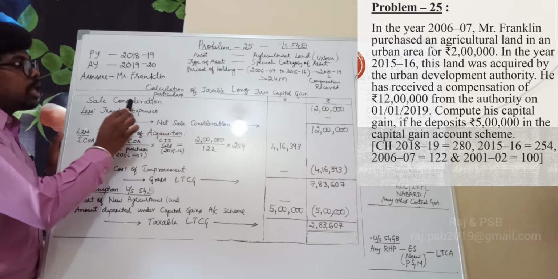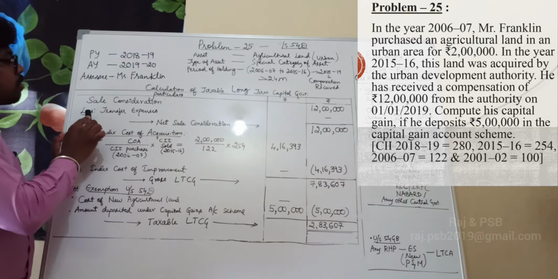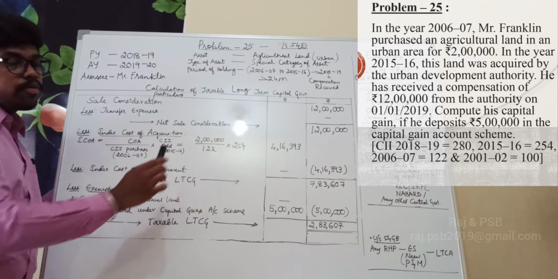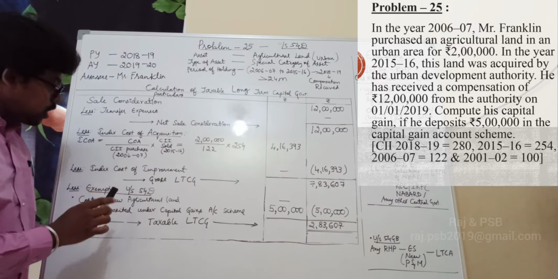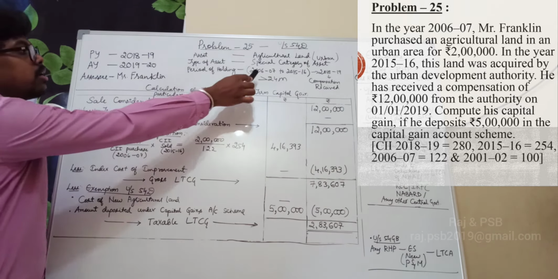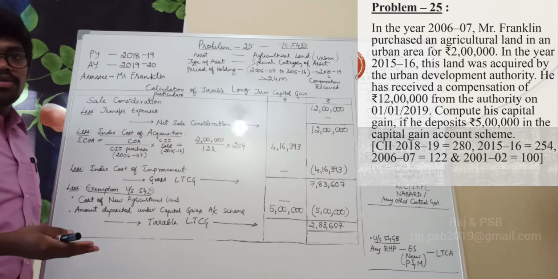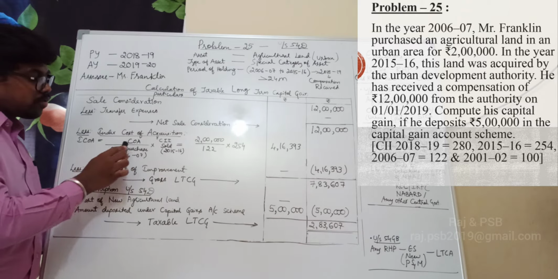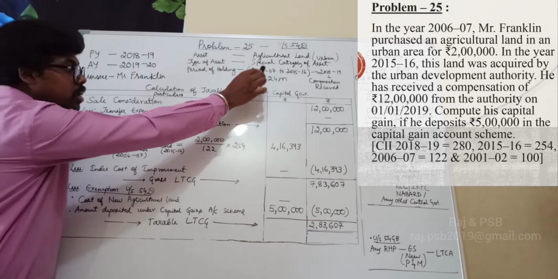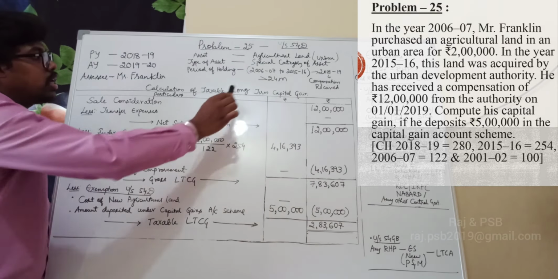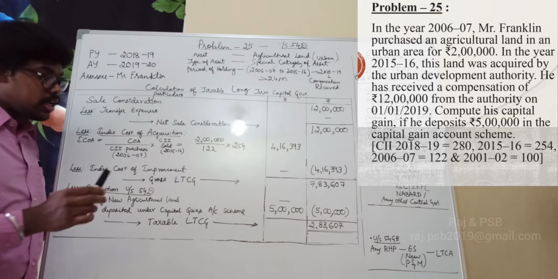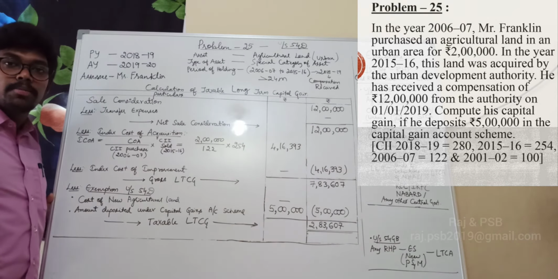Next, the sale consideration will be 12 lakh and less transfer expense. There is no transfer expense, and the same amount will be treated as net sale consideration. From that we have to deduct less indexed cost of acquisition. So here again, 2006-7 is after 1/4/2001. So the formula is cost of acquisition divided by CII purchase, that is 2006-7, and CII sold, that is 2015-16. So in 2015-16 they have transferred. So I am explaining which year I am coming to, so that you should not get confused.